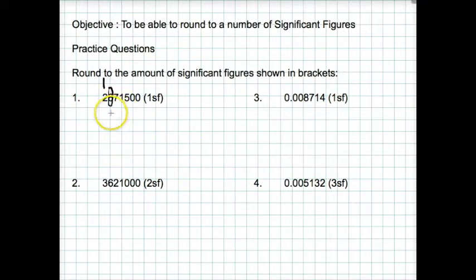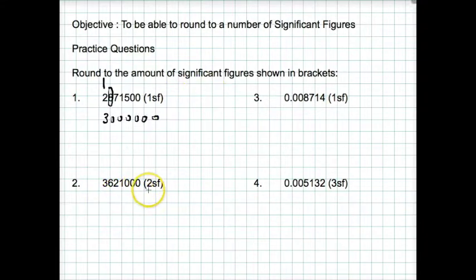And what we do is we say, is this 8 5 or greater? Well, yes it is, and that tells us that the one in front of it rounds up 1. So this would round to 3, and then we fill in the rest of the digits with zeros. So make sure you've got the right amount of zeros. There's 1, 2, 3, 4, 5, 6 digits after the first number. We need 6 zeros in our answer.